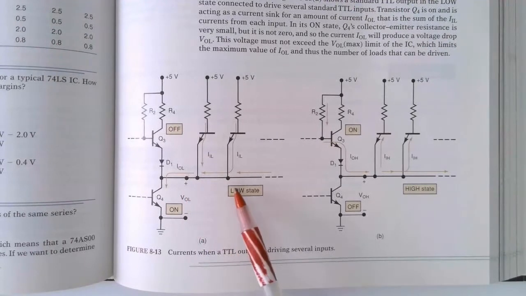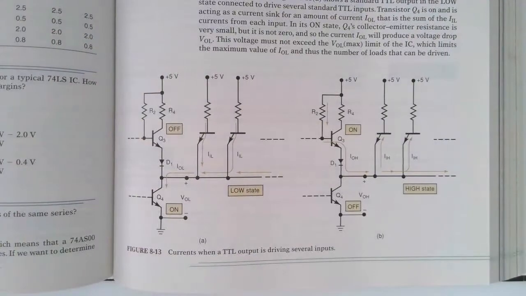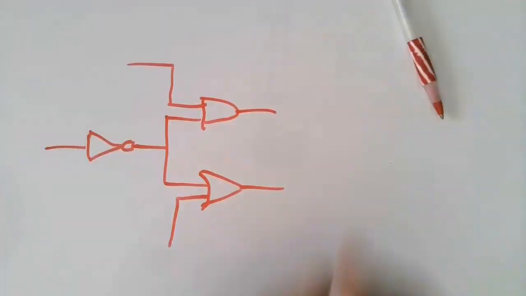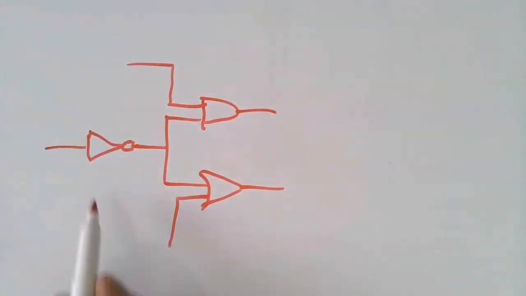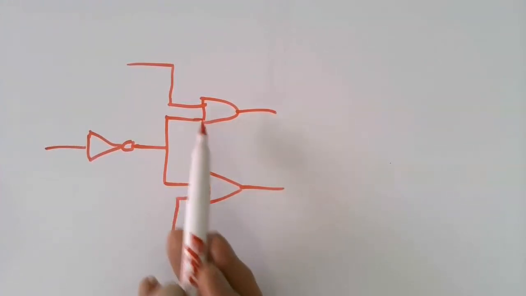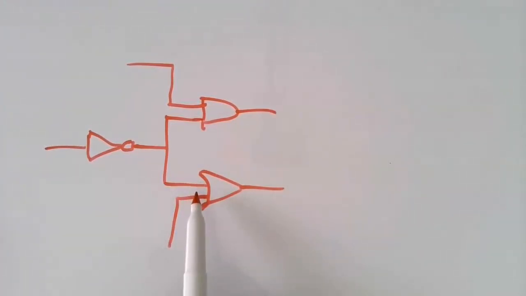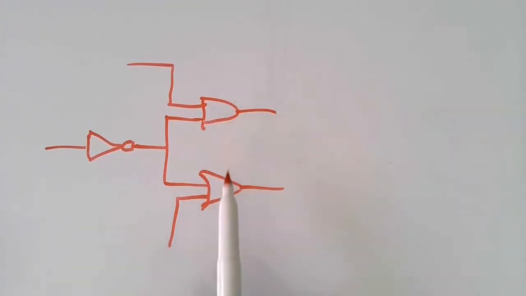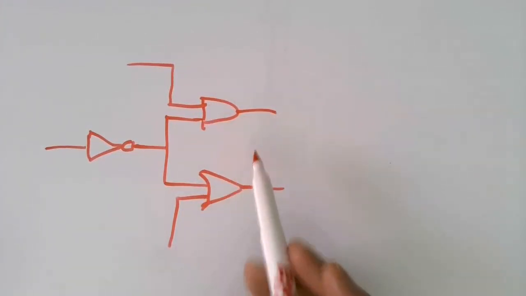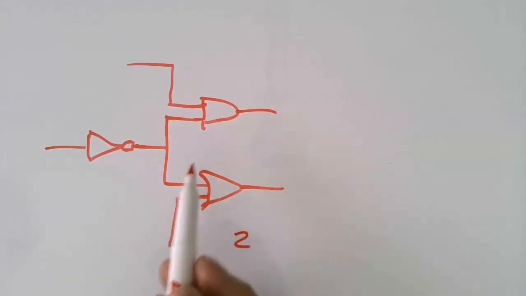If it could drive 10 devices, it would have a fan out of 10. So let me show you what this looks like from a logic gate perspective. Here's a real simple logic circuit. We have an inverter driving an input to an AND gate and the input to an OR gate. So what would the fan out be? In this case, because there are 2 devices connected, it has a fan out of 2. It can drive 2 devices.